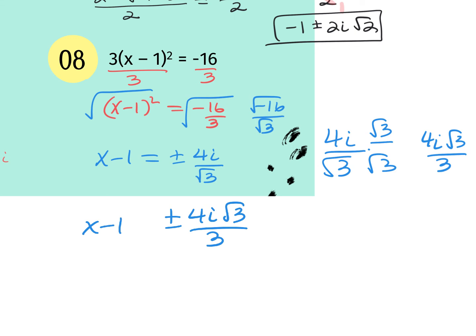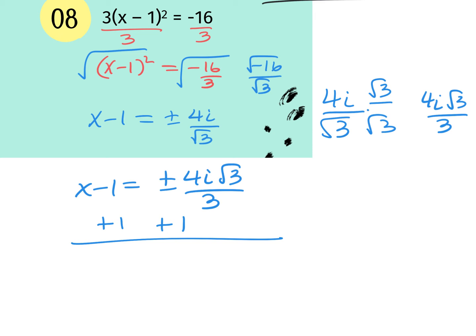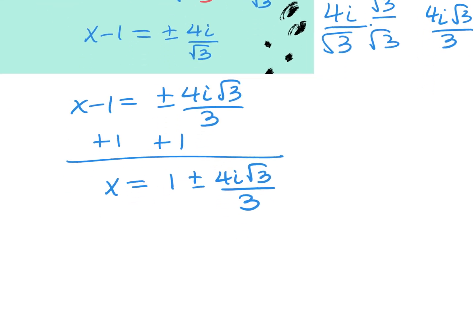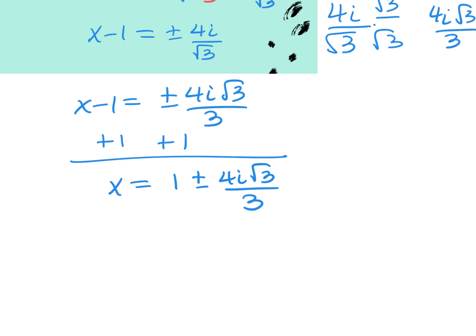I still have the x minus 1 over here, so I need to move the 1. And the final answer here is going to be x equals 1 plus or minus 4i square root 3 over 3. The 3 is not under that radical. Now, if you want to put it all in 1, you've got to get a common denominator here. And you could also change it up and say it's 3 plus or minus 4i radical 3 over 3. But you could have just left it as that.